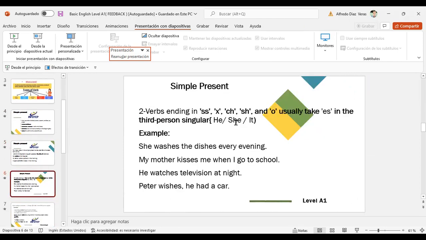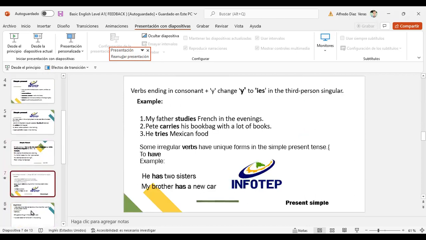And for those verbs that end in SS, X, CH, SH, or O, we usually add ES. Example: she washes the dishes every evening. My mother kisses me when I go to school. He watches television at night. Pete wishes he had a car. All right, and here, more examples.